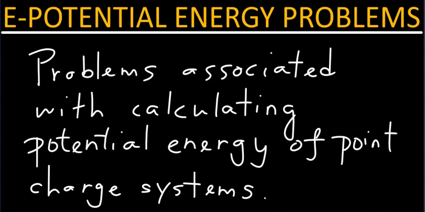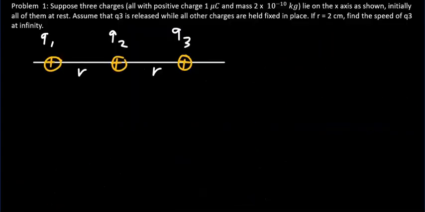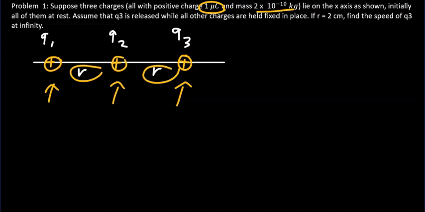In this video, we will discuss a few problems associated with the calculation of electric potential energy of point charge systems. Problem 1. Suppose three charges, all with positive charge of magnitude 1 microcoulomb and mass 2 times 10 to the power minus 10 kg, lie on the x-axis as shown. So Q1, Q2, Q3, and they are separated by distance r, where r is 2 centimeters.